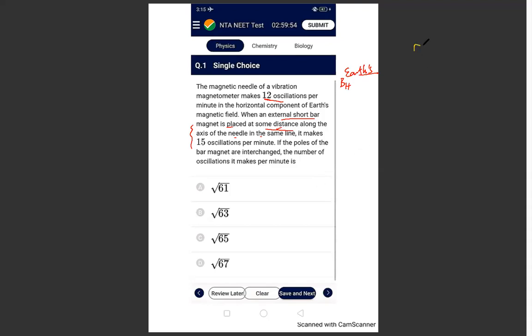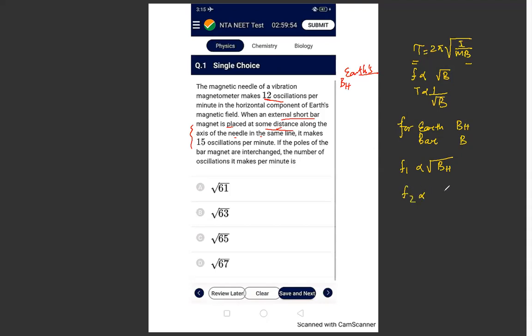As we know, the time period of the vibration magnetometer is 2 pi square root of I by mB. So frequency is directly proportional to square root of B, because time period is inversely proportional to the square root of the magnetic field. Here, for Earth the magnetic field is BH, and for the bar magnet I'm taking it as B. So in the initial condition, case one, the frequency is directly proportional to square root of the Earth's magnetic field, the horizontal component of it.